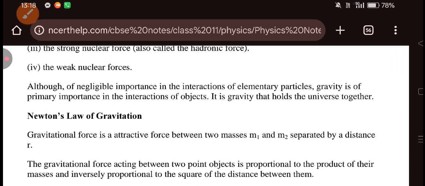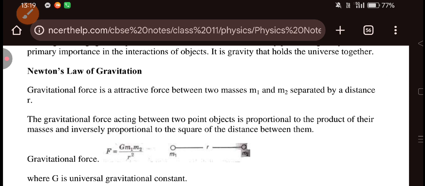Although of negligible importance in the interaction of elementary particles, gravity is of primary importance in the interaction of objects. It is gravity that holds the universe together. Whatever you see, the earth is revolving around the sun. It is happening because of gravity. Gravity is holding the universe. Okay, this is force.